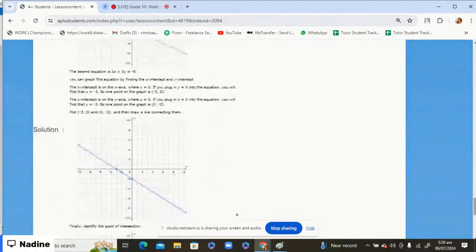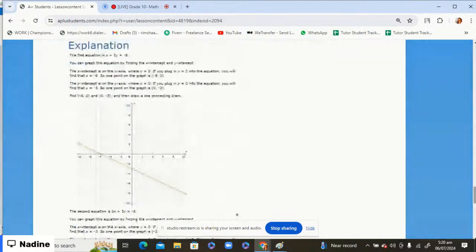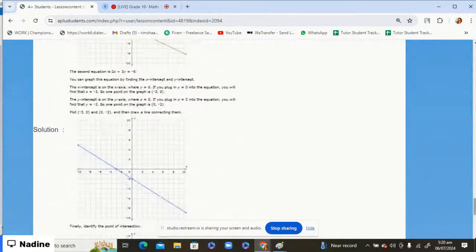Now look at the second one. What is the second one? 2x plus 3y is equal to 6. First of all, putting y 0, then secondly x 0, then just checking out that point.